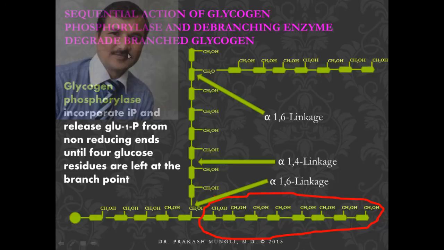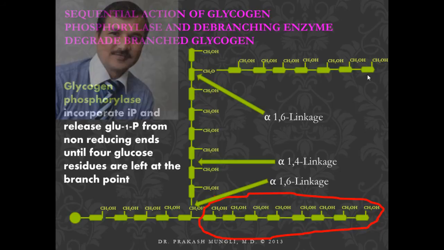Glycogen phosphorylase acts on the non-reducing ends of the glycogen, with all the branches having a non-reducing end. So it starts somewhere from here and also here. There are several glycogen phosphorylases which will act on each branch, and they will release glucose residues as glucose 1-phosphate. Note that glycogen phosphorylase will release glucose present in glycogen as glucose 1-phosphate.